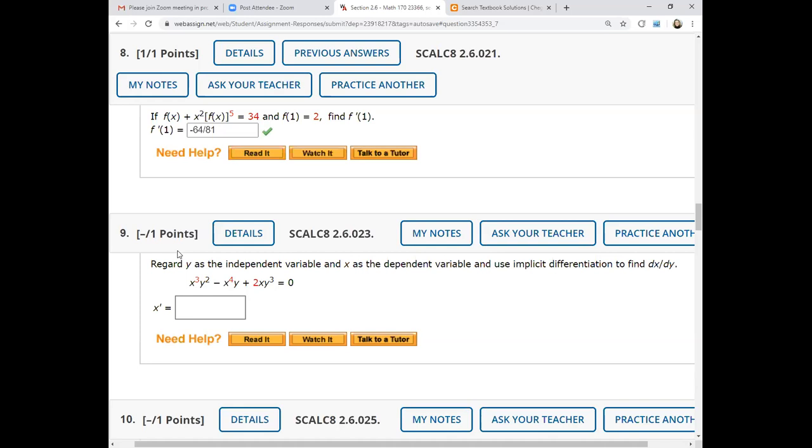So the first term, the first product, I should say, is 3x squared y squared plus 2y dy/dx times x cubed. You see that? And you wouldn't combine those then? No, because one of them has a dy/dx.